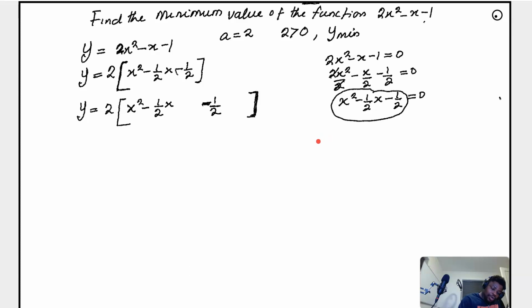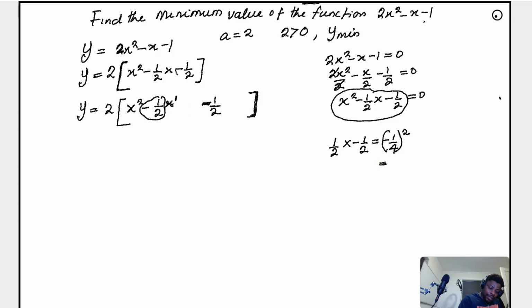So now, you want to have the new coefficient of x. The new coefficient of x is the coefficient of the variable x having power of 1. This variable x having power of 1, what is the coefficient? The coefficient is minus half. So you want to half minus half. So that is minus 1 over 4. Then you want to square it.